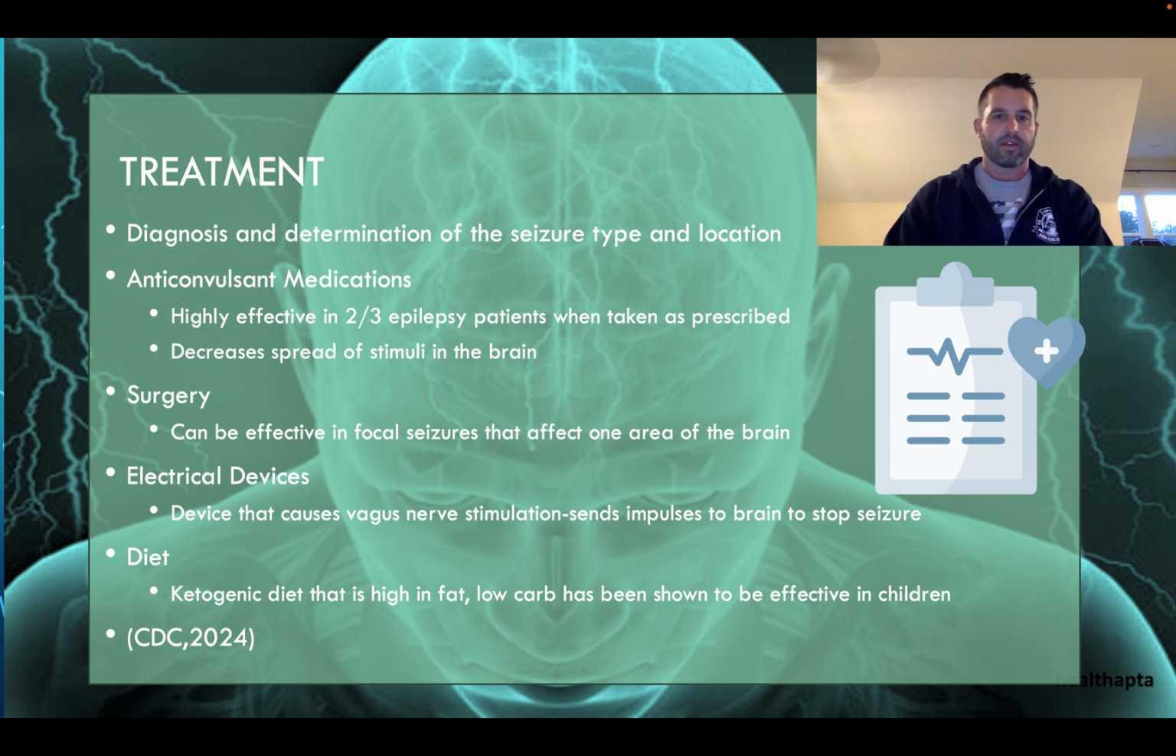There can be a surgical option, again, depending on which type of seizure you have. It's used in focal seizures that affect that one area of the brain instead of the generalized, which is all of it. And then you do have these devices that act on the vagus nerve to stop the seizure itself. And they've also found that the ketogenic diet, one with high fats and low carbs, is effective in children, and is another means of treating epilepsy.